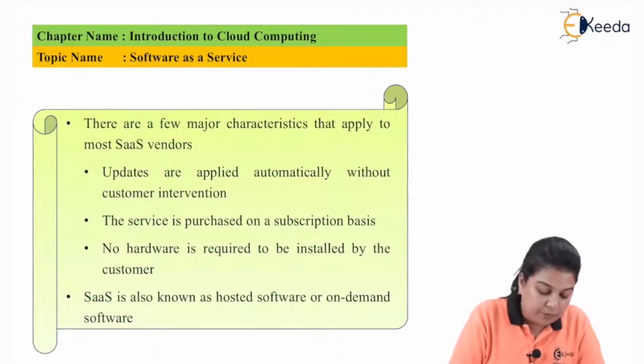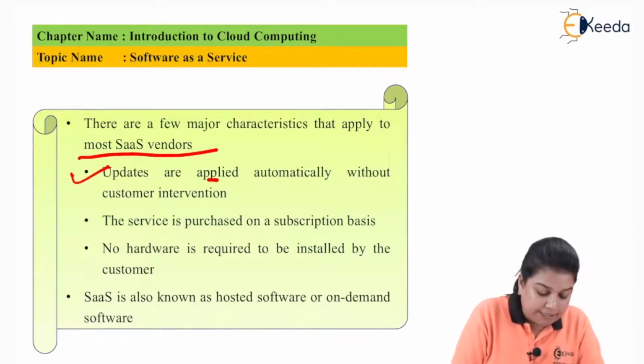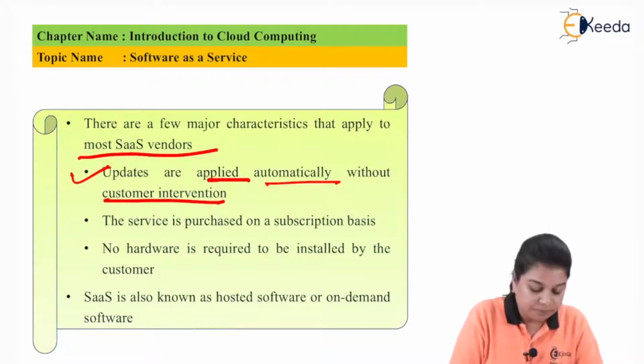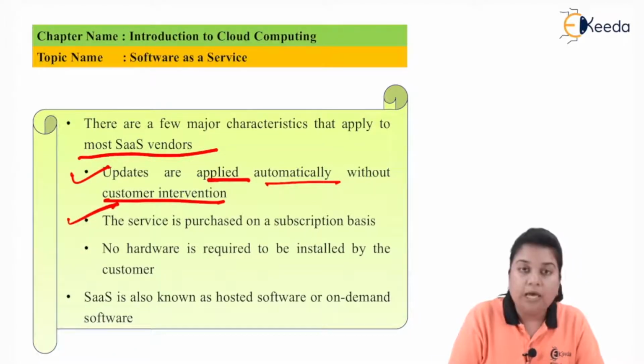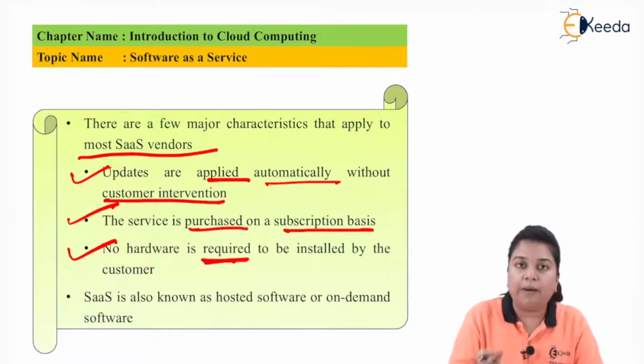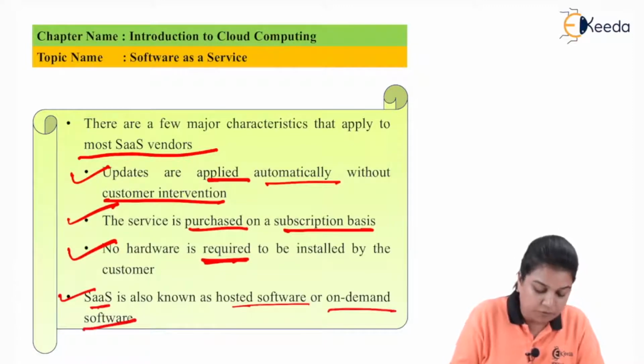There are a few major characteristics that apply to most SaaS vendors. First one is updates are applied automatically without customer intervention. Second one is the service is purchased on a subscription basis. Next, third one, no hardware is required to be installed by the customer who is using it. Then, software as a service is also known as hosted software or on-demand software.